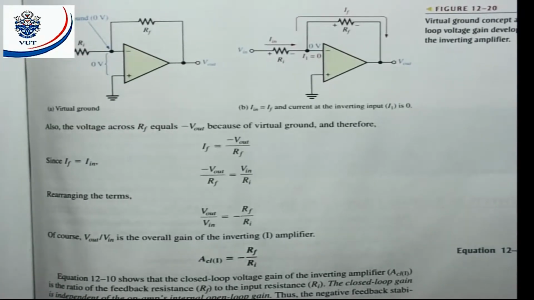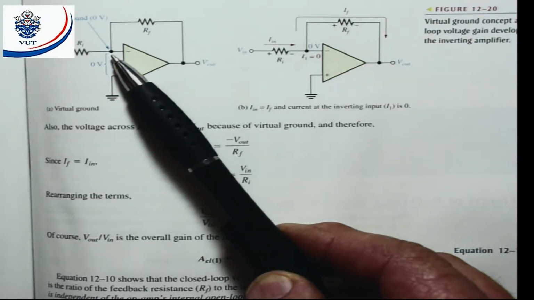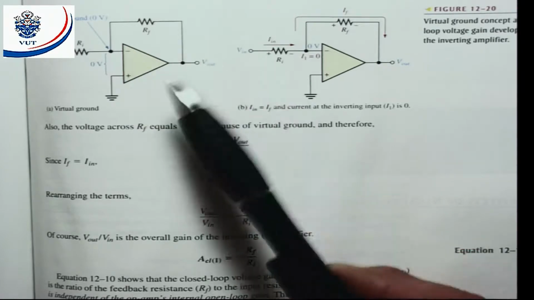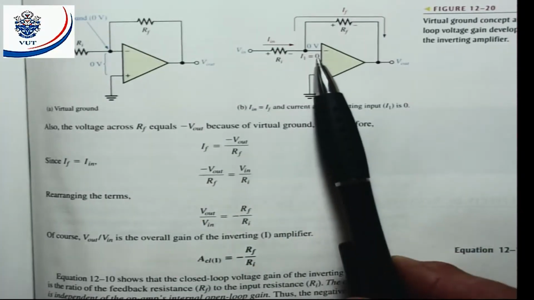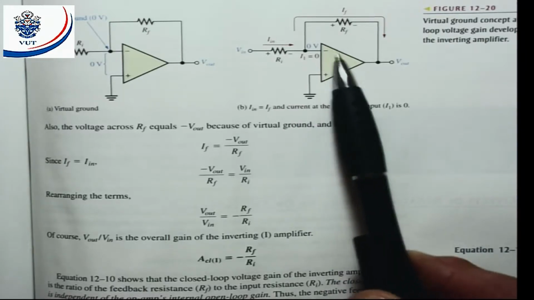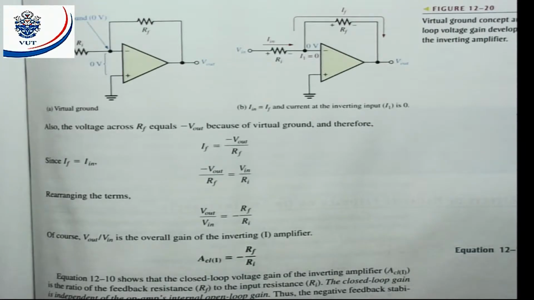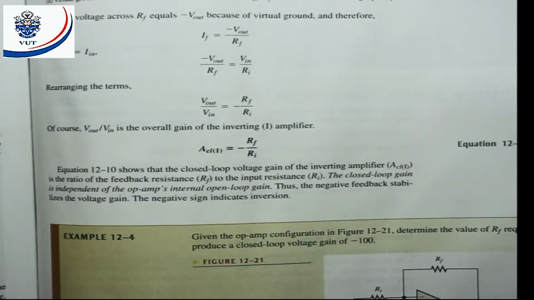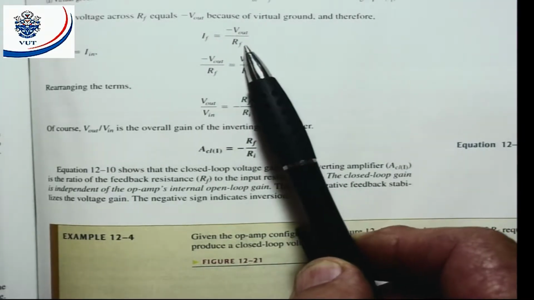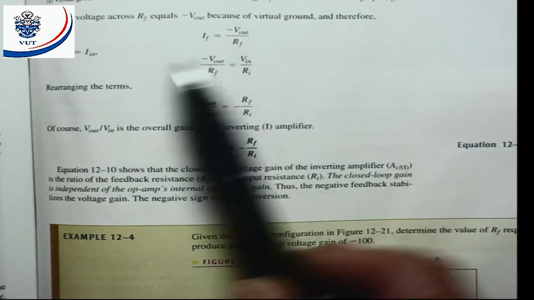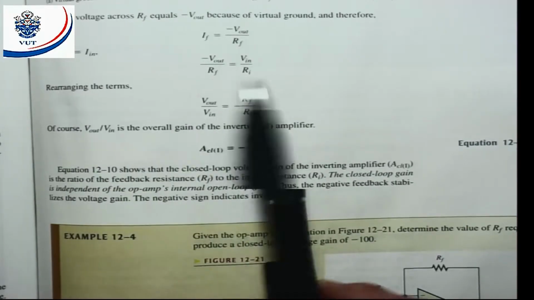If we look at this, there they show us virtual ground. It's not connected directly to ground, but that's virtual ground. There they show us I in and IF. And there they show us no current flowing into the device because we've got a very high input impedance. We go a little bit further. There we can say that IF is equal to minus VR divided by RF. And we can set IF and I in equal to one another.